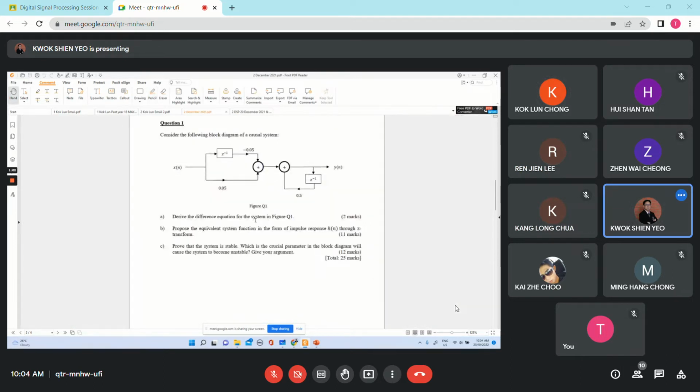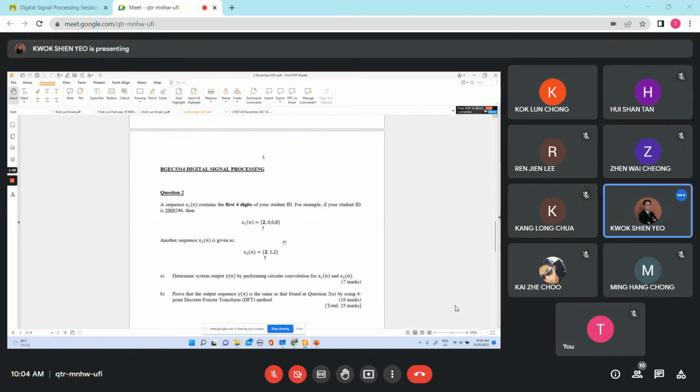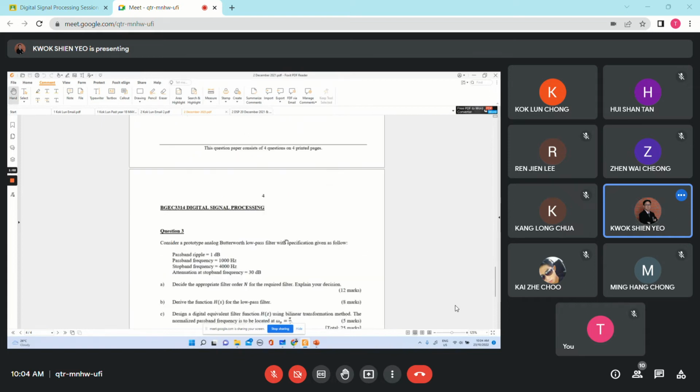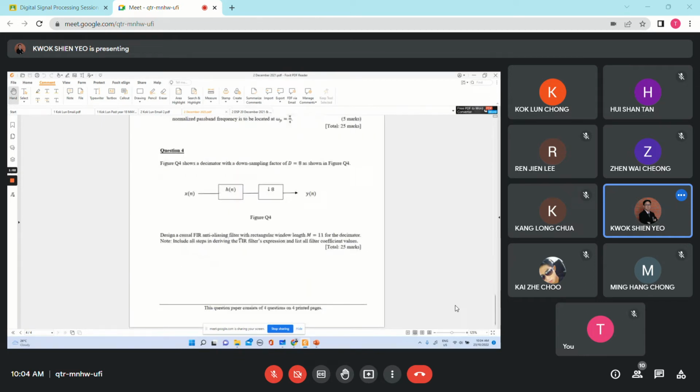Question. Oh, with rectangular window. Okay. Like the current, there's no Hanning here. Oh, so which means if you didn't state Hanning, I don't need to use the Hanning equation. No. Okay, okay, okay. I asked you to use rectangular window. Right. So okay, then.